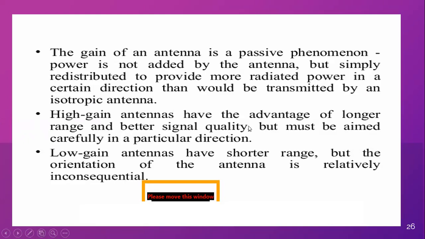If you are getting high gain, the antennas have the advantage of longer ranges. If the gain is larger, the range will be longer, and you will get a better, qualitative signal. If you have a very low gain, the antennas will have shorter ranges, and the wavelength will be shorter, lambda. Okay, so in this way you can find the things.